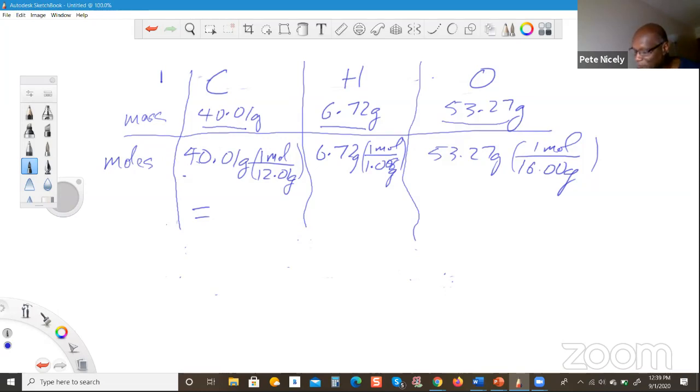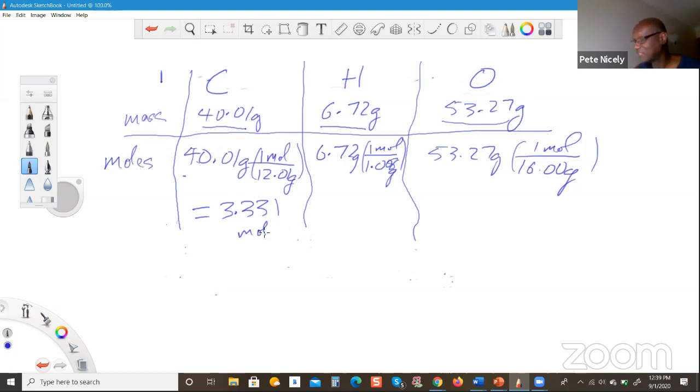So I'm going to start off with 40.01. I need to clear that first. 40.01 divided by 12.01. And according to my calculations, this works out to be, and I have to round this off to 4 sig figs, 3.331. So I'm going to write 3.331 moles.